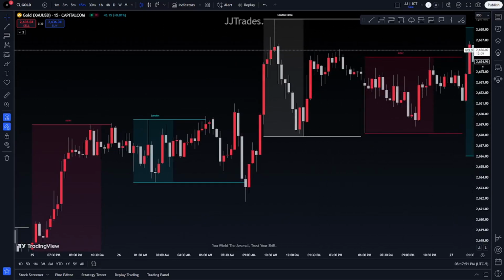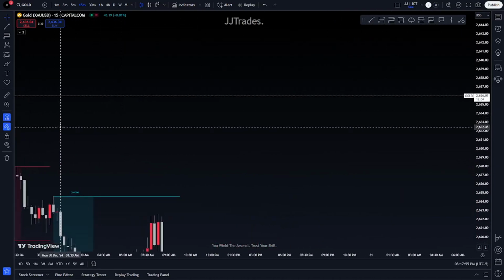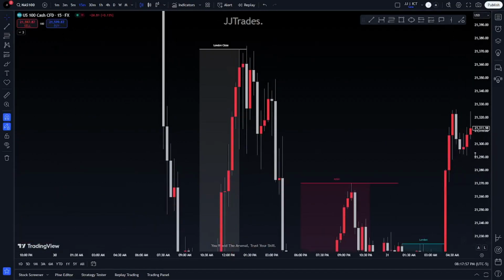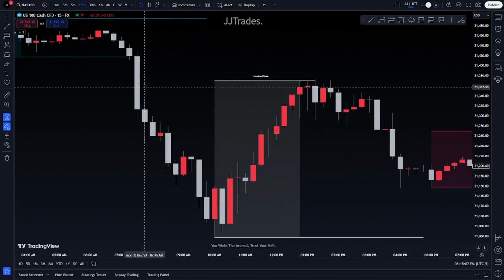Basically, just make sure time is in your favor. We're going to go over a couple of examples of time. Let's switch to the Nasdaq, shall we? We look again, price is setting lower.